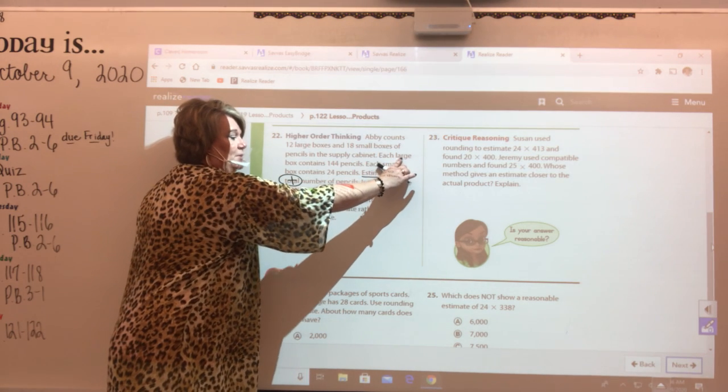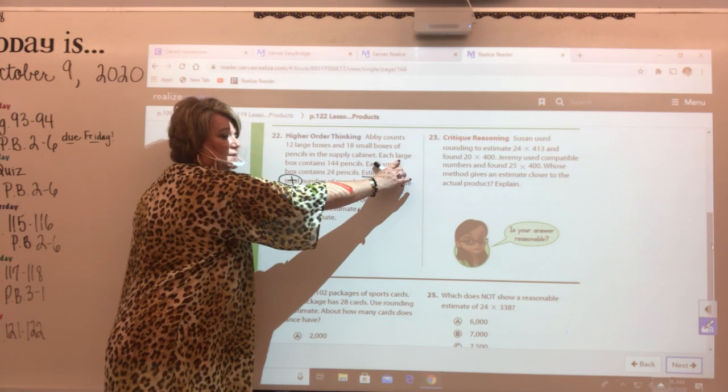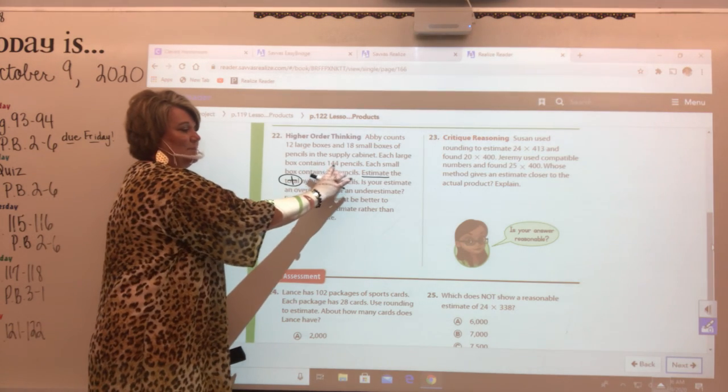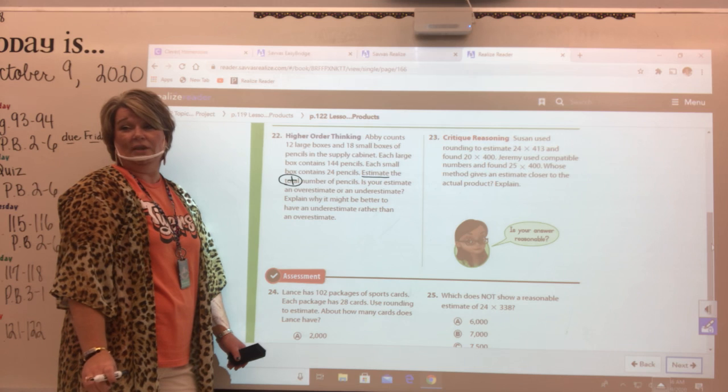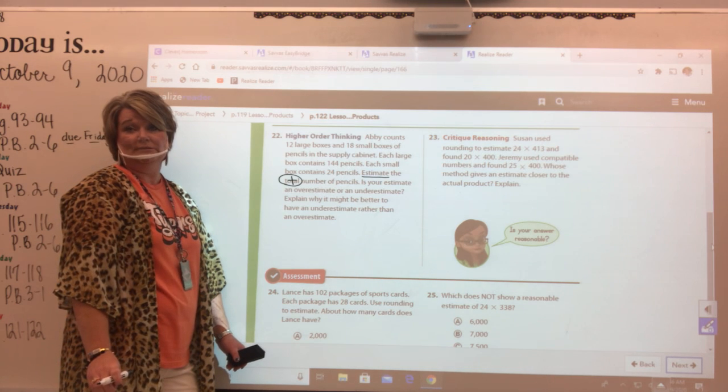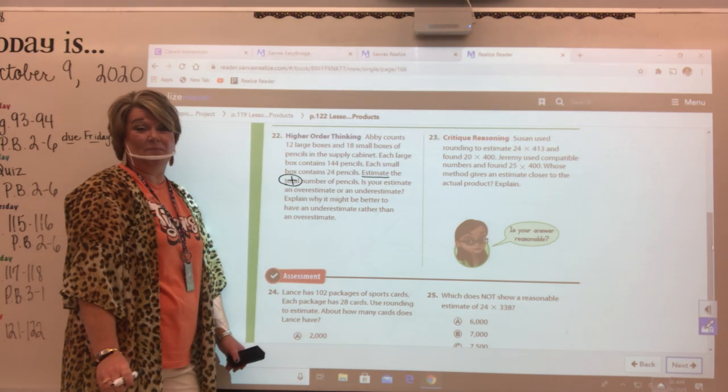So get your pencil right here where it says each large box. Each large box contains how many pencils? Does that say right there? 144. So we've got to round that. What do y'all think 144 should be? 100. It hadn't made it to the halfway mark yet, has it?